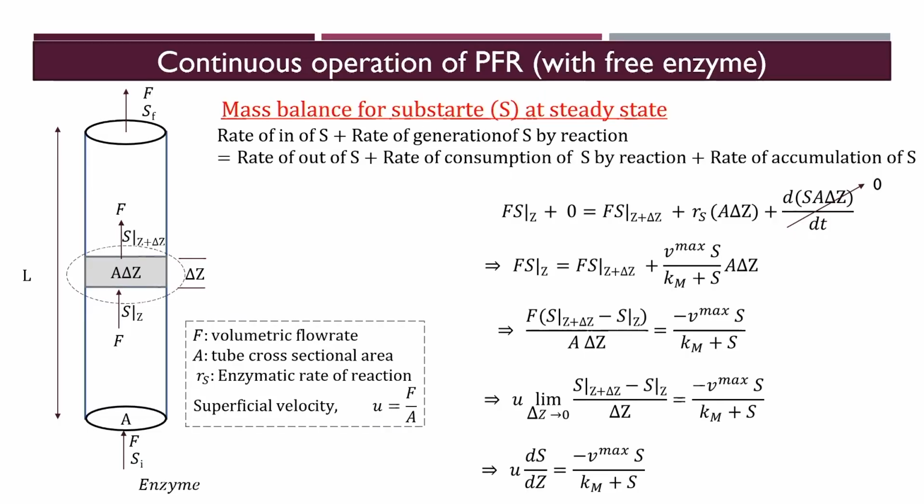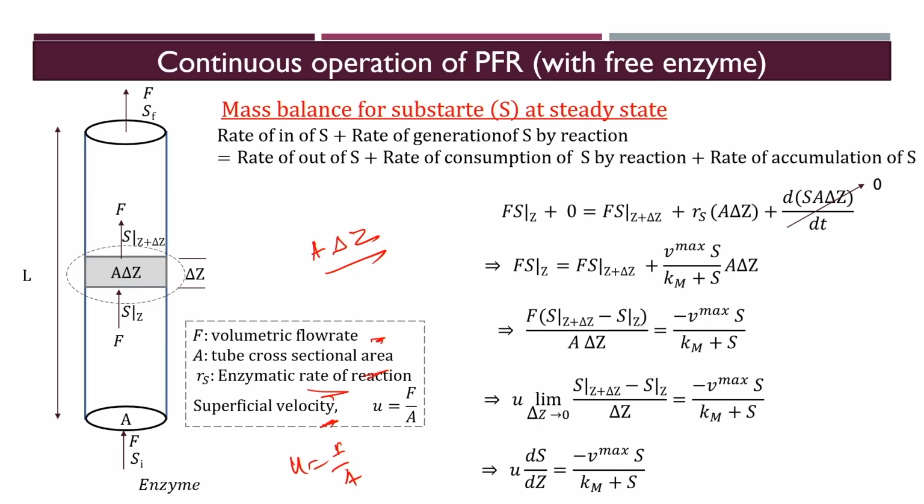So, as I told, in the plug flow reactor, the volume will be A into delta Z, because the reaction is completing with increase in the height or with increase in the Z. So, let us say F is the volumetric flow rate, A is the tube cross sectional area, Rs is the enzymatic rate of reaction, and superficial velocity will be defined as U equals F upon A.